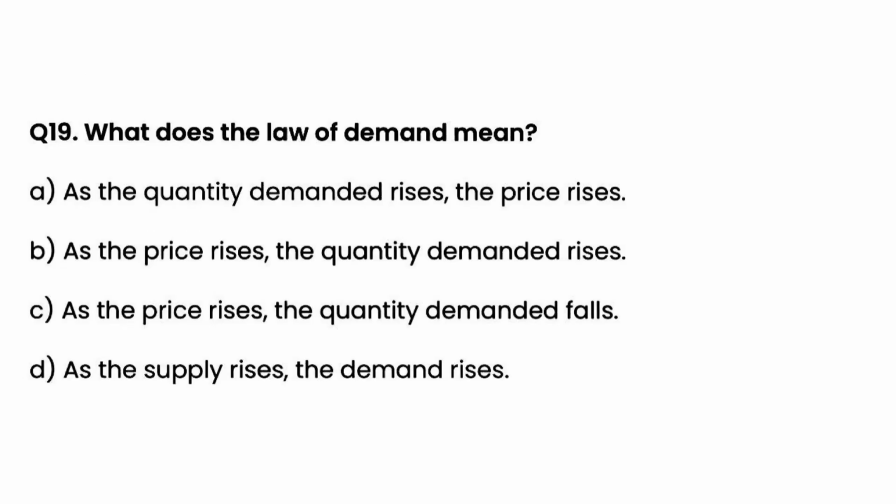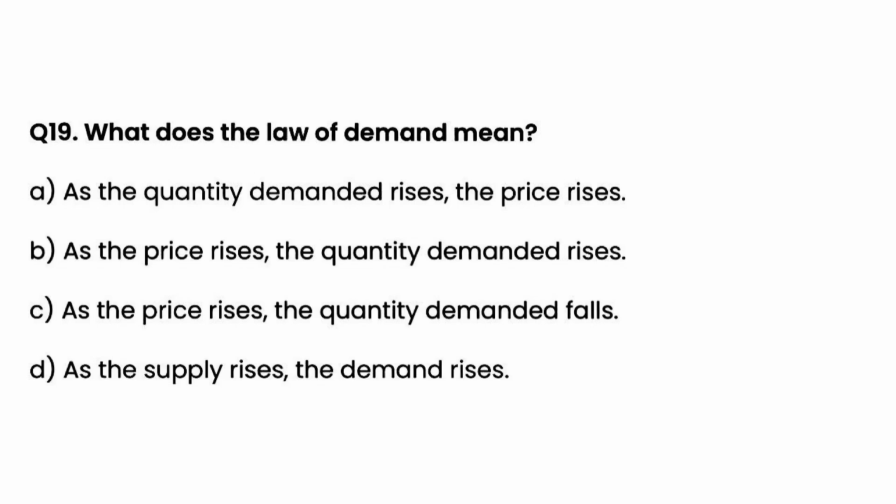Now, what does the law of demand mean? First, as the quantity demanded rises, the price rises. Second, as the price rises, the quantity demanded rises. Third, as the price rises, the quantity demanded falls. And the last one, as the supply rises, the demand rises.